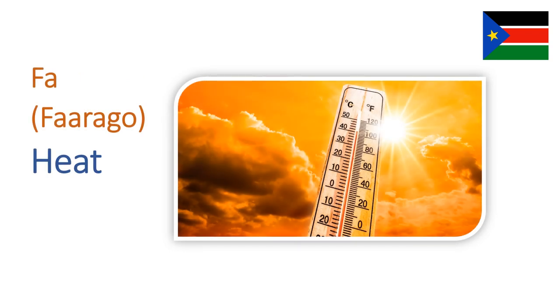Fa, farago, that is heat, and heat is a very important part of our life because through it we dry our seeds, our cassava, our clothes, and even our new gardens. When we cut trees down, we wait for heat to dry them so that we can burn them and cultivate.